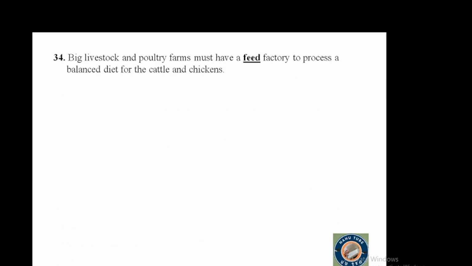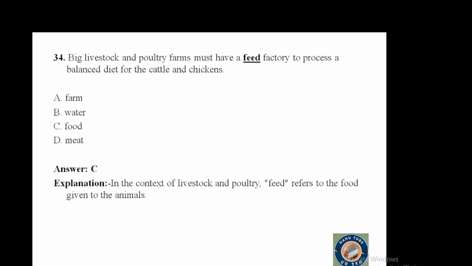Question number 34. Big livestock and poultry farms must have a feed factory to process a balanced diet for the cattle and chickens. The meaning of the underlined word feed is A. Farm. B. Water. C. Food. D. Meat. The answer is food. In the context of livestock and poultry, feed refers to the food given to the animals.